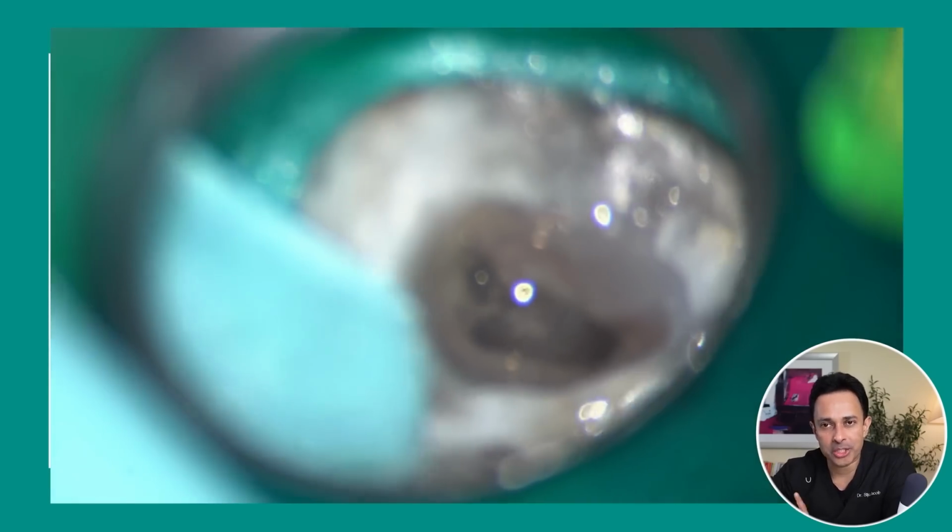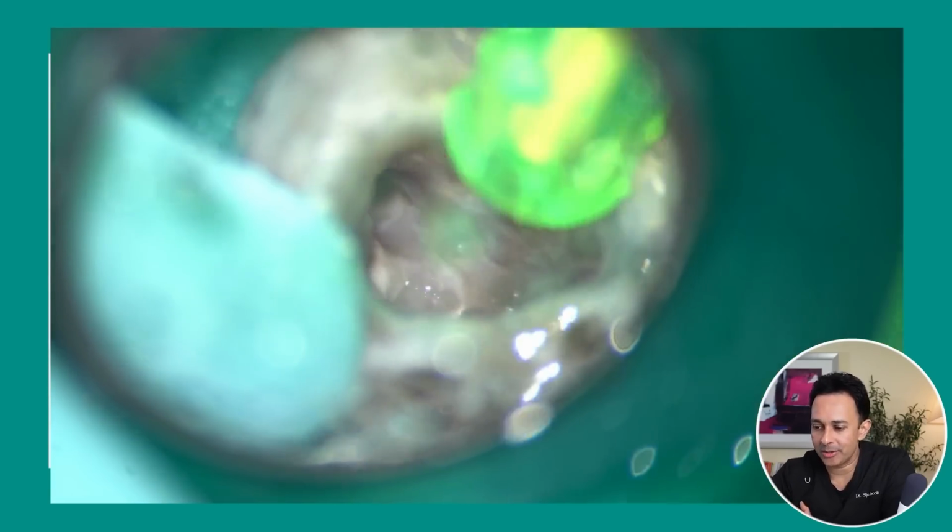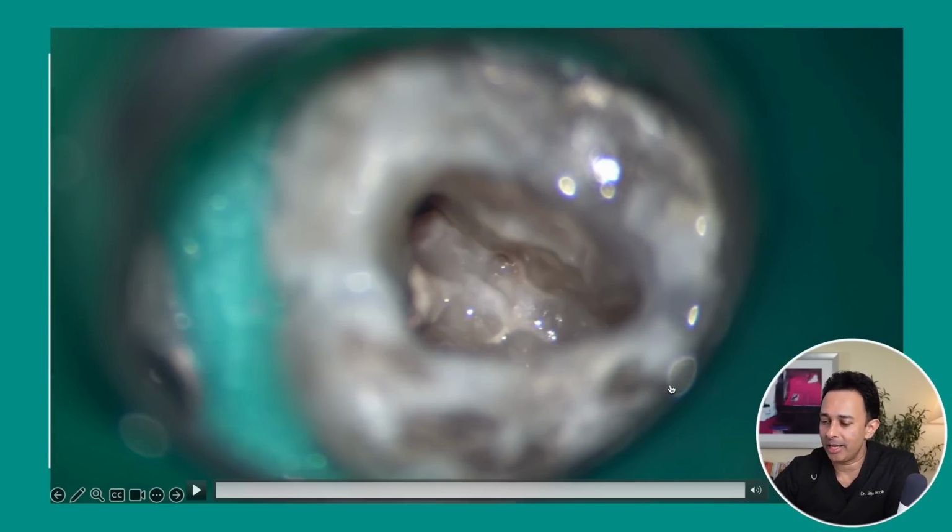And then when you use this intermittently, that is cutting dry with a high-speed handpiece, followed by flushing it out with the ultrasonic, it helps you move that wall mesially. Okay, so I prefer this.